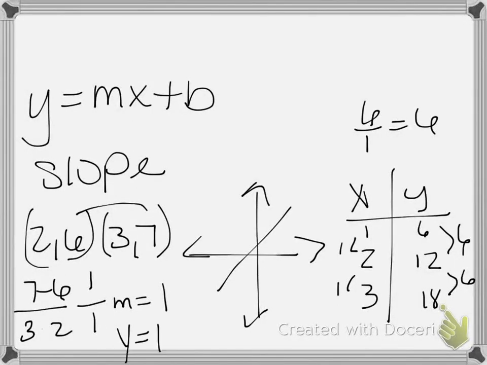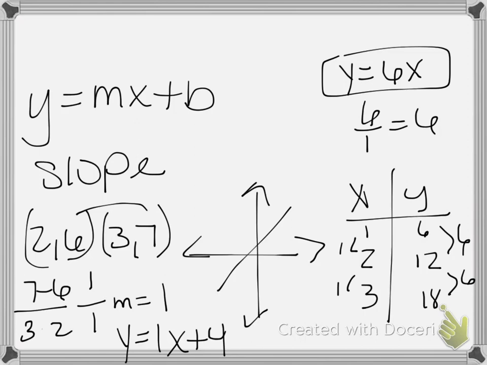So this would be 1x, and then 1 times 2 is 2. Get me to 6 would be plus 4. Over here, I would say y equals 6, and then 6 times 1 is 6. So this would just be y equals 6x, and I wouldn't need a y-intercept there. So these are ways that write an equation, but to do so, you have to have one of these things.